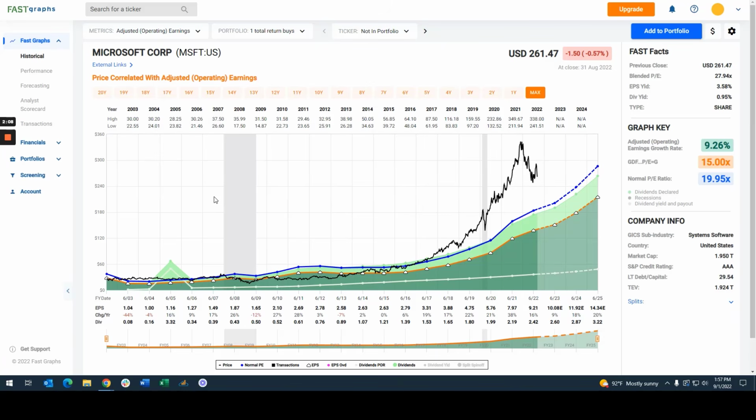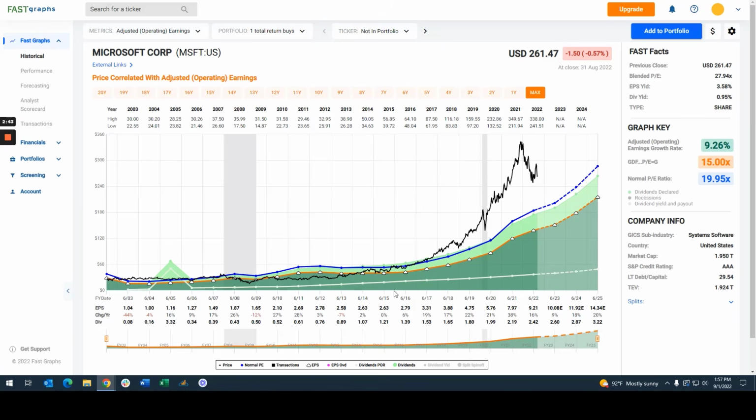And that's very dynamic. Now, the reason I chose Microsoft is because if you look at this graph, you see that the normal PE is 19.95. We'll call it 20. So the first thing I know is that this blue line represents a PE ratio of 20, if you will. No matter where you touch this blue line, it's a PE of 20. And when the stock is touching that line, it's going to be trading at a 20 PE.